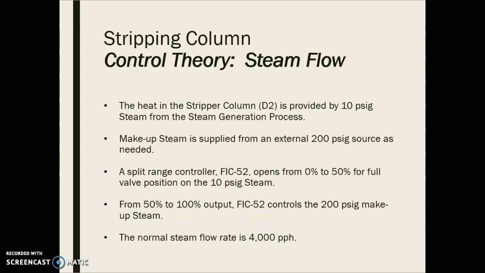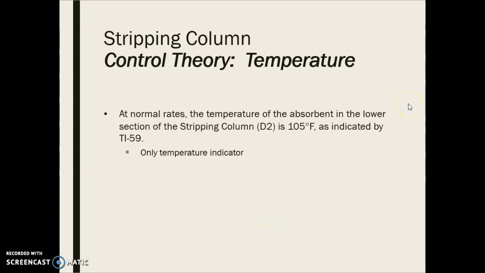Okay, steam flow. The heat in the stripper column, D2, is provided by 10 psig steam from the steam generation process. There's makeup steam supplied at 200 psig as needed. A split range controller, FIC52, opens from 0 to 50% for full valve position on the 10 psig steam. From 50 to 100% output, FIC52 controls the 200 pound makeup steam, and the normal steam flow rate is 4,000 pounds per hour.